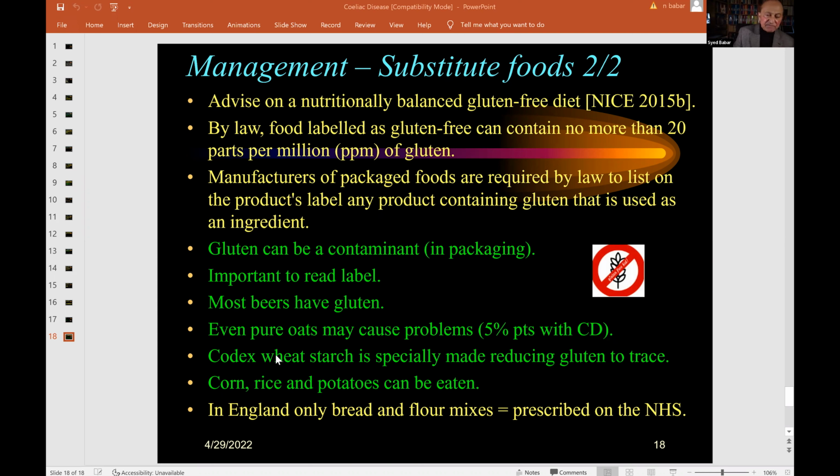Codex wheat is specially made, reducing gluten to trace quantities, and these might be palatable and acceptable without evoking the gluten trigger related celiac disease symptoms. Corn, rice, and potatoes can be eaten safely.